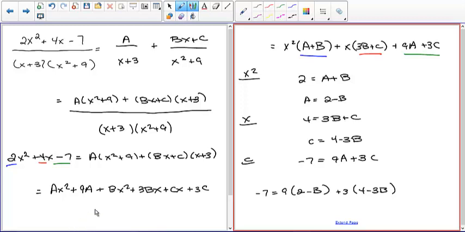So check to see if you got the same result I did. You solve the first equation for A. So A is 2 minus B. Solve the second equation for C. It's 4 minus 3B. And then you plug those into the third equation. So you get negative 7 times 9 times A, which is 2 minus B, plus 3 times C, which is 4 minus 3B. So that's what you should have gotten.